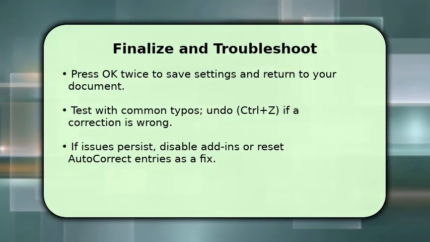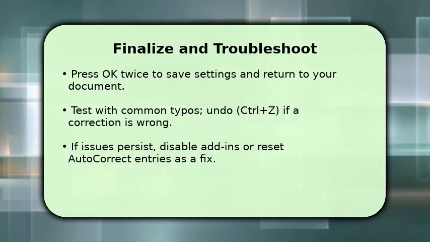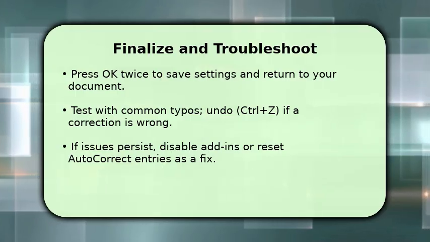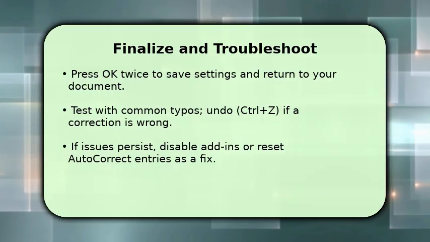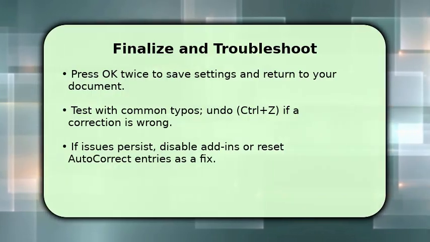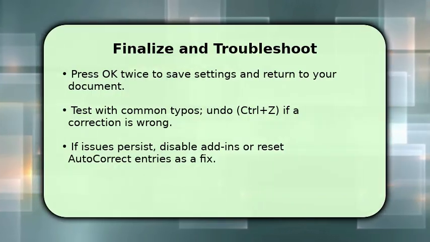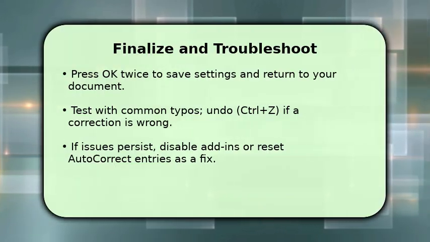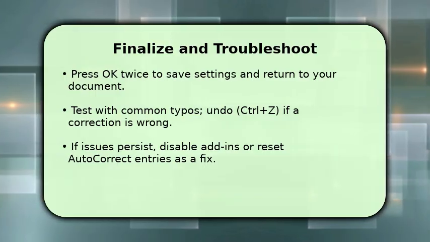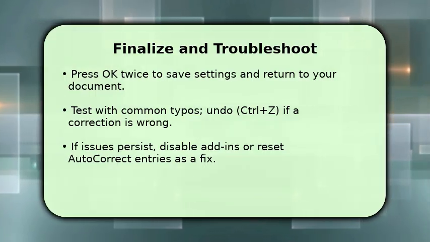Test a few common typos to confirm behavior and use undo if Word corrects something incorrectly. This helps identify problematic entries. If autocorrect still misbehaves, make sure add-ins aren't interfering, or reset specific autocorrect entries rather than toggling the whole feature. One useful tip: recreate a problematic entry from scratch to clear hidden formatting or errors.